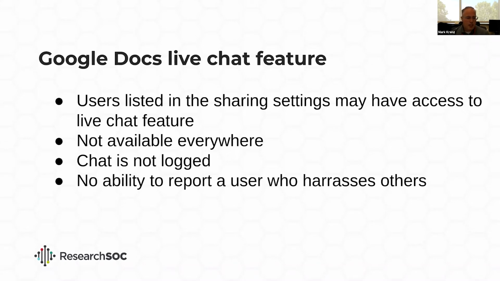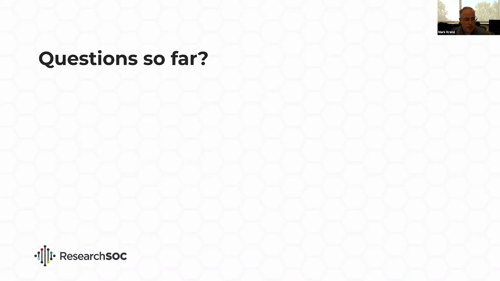Fortunately, the chat doesn't show up when you have a public document that's shared by link and only people who have access to it through the link go in. At least in my testing, it doesn't show up that way. Okay, questions so far about all the problems before we move into solutions?